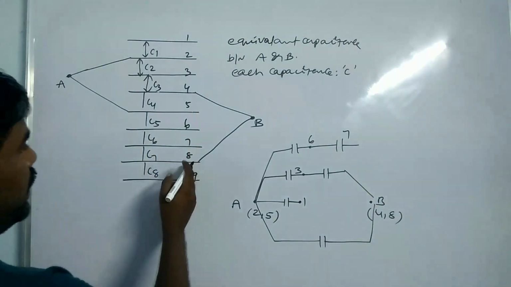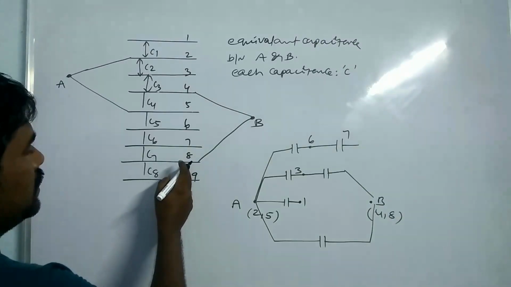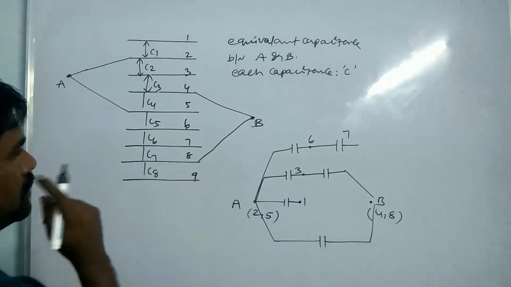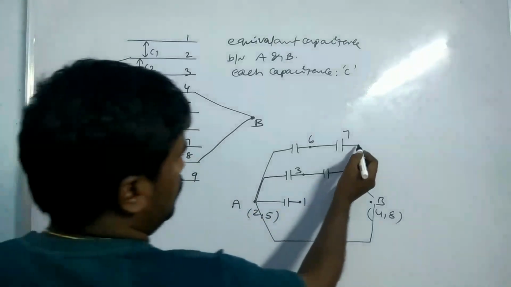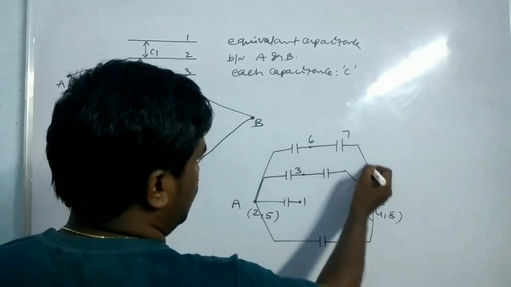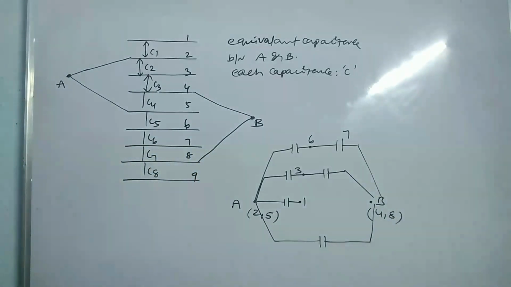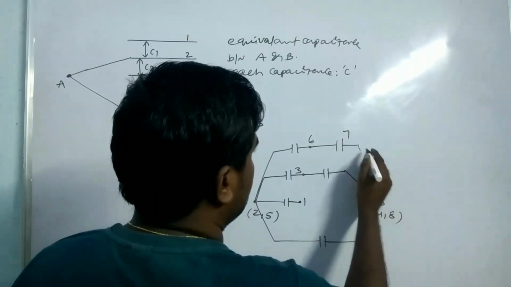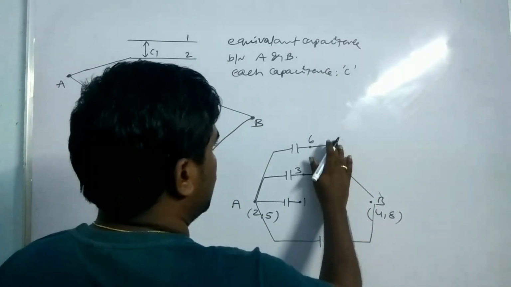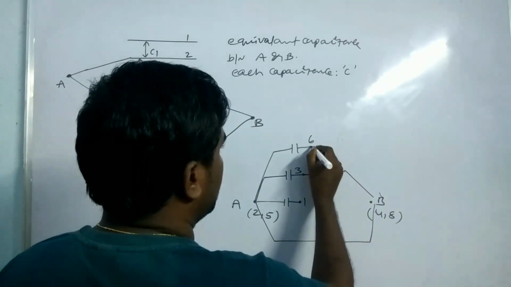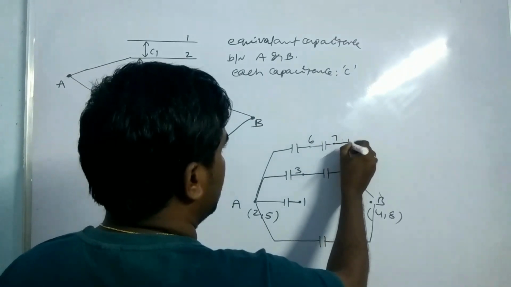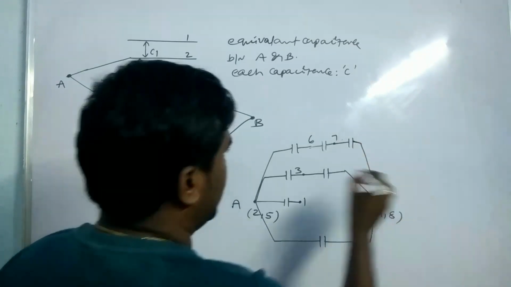There is a capacitor between 7 and 8. So this is the capacitor. Here there is a 6 and 7. Between 6 and 7 there is a capacitor. It is the 7th point. Between 7 and 8 there is a capacitor. It is connected to the 8th point.